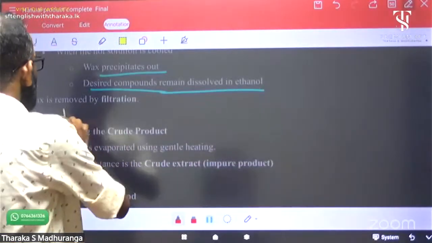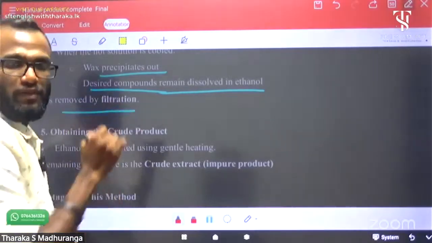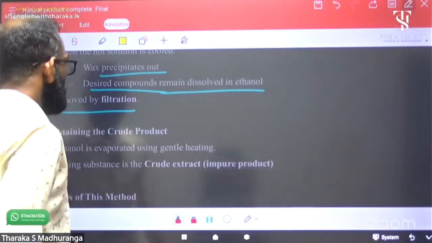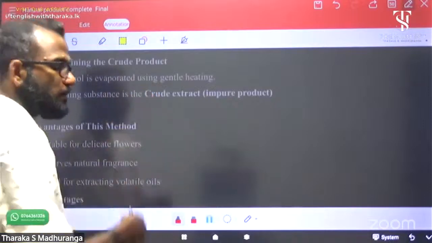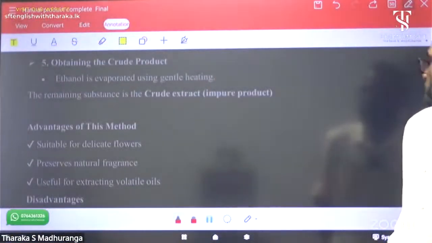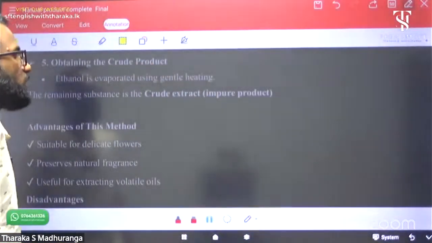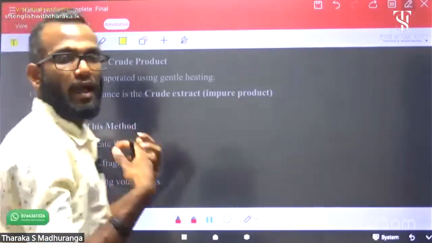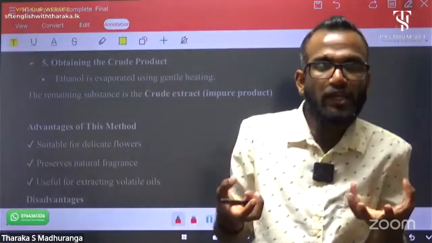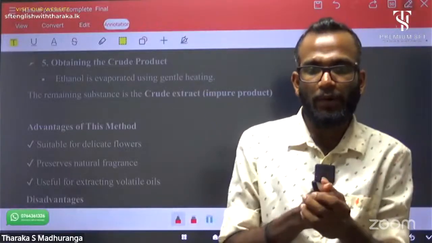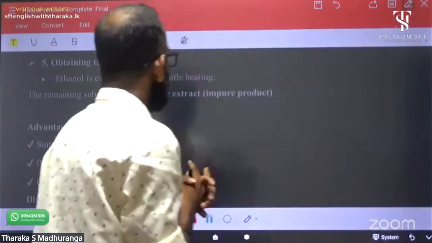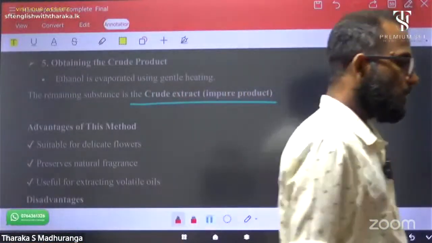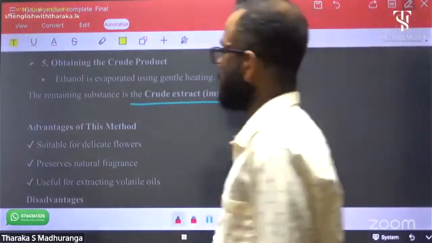Finally, we can remove the wax by filtration because it converts into solid. Then the crude product is obtained: ethanol is evaporated using gentle heating. Gentle heating means we can't heat as much as we like, because secondary metabolites are highly volatile compounds. Therefore, we have to be very careful in the ethanol evaporation process. The remaining substance is the crude or impure product of this pressing with wax method.